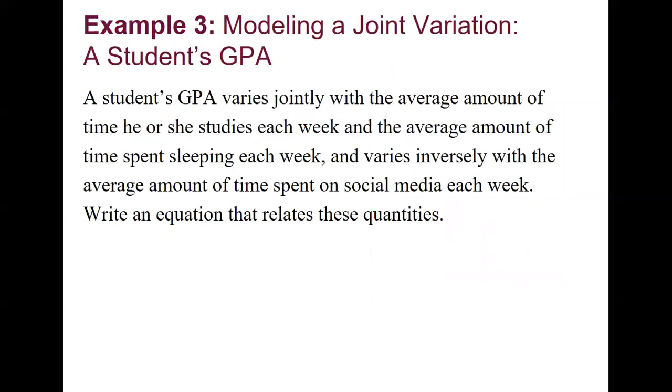Okay, joint variation means that we have to read the problem to establish what's taking place, okay? So whether it's going to be inverse first or direct first or direct then inverse, we don't know. We just have to read the problem because it's going to vary each time, okay? So a student's GPA varies jointly with the average amount of time he or she studies each week and the average amount of time spent sleeping each week, and varies inversely with the average amount of time spent on social media each week. So write an equation that relates these quantities.